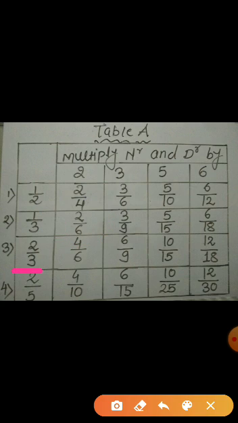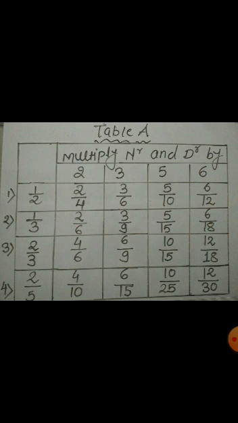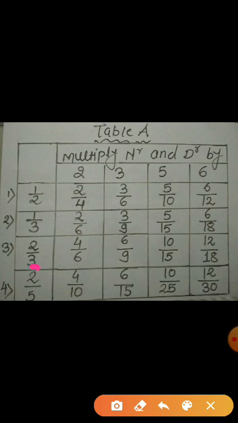Third fraction is 2 by 3. 2 into 2, 4 and 3 into 2, 6. So the equivalent fraction is 4 by 6. The last fraction is 2 by 5. 2 into 2, 4 and 5 into 2, 10. So 4 by 10 is the equivalent fraction of 2 by 5.